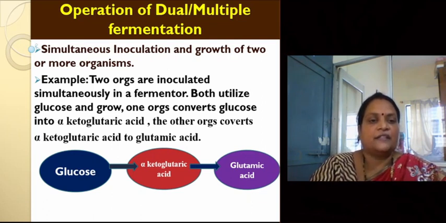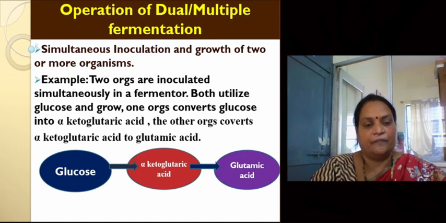The second way is simultaneous inoculation and growth of two or more organisms. The example given here is glutamic acid fermentation. In glutamic acid fermentation, we use a medium that contains glucose as a carbon source, and we inoculate two organisms together simultaneously. Both organisms grow by using glucose. One organism converts glucose into alpha ketoglutaric acid, and another organism converts alpha ketoglutaric acid into glutamic acid. But they are inoculated simultaneously. They are growing together, and both of the organisms are using glucose as a carbon source.